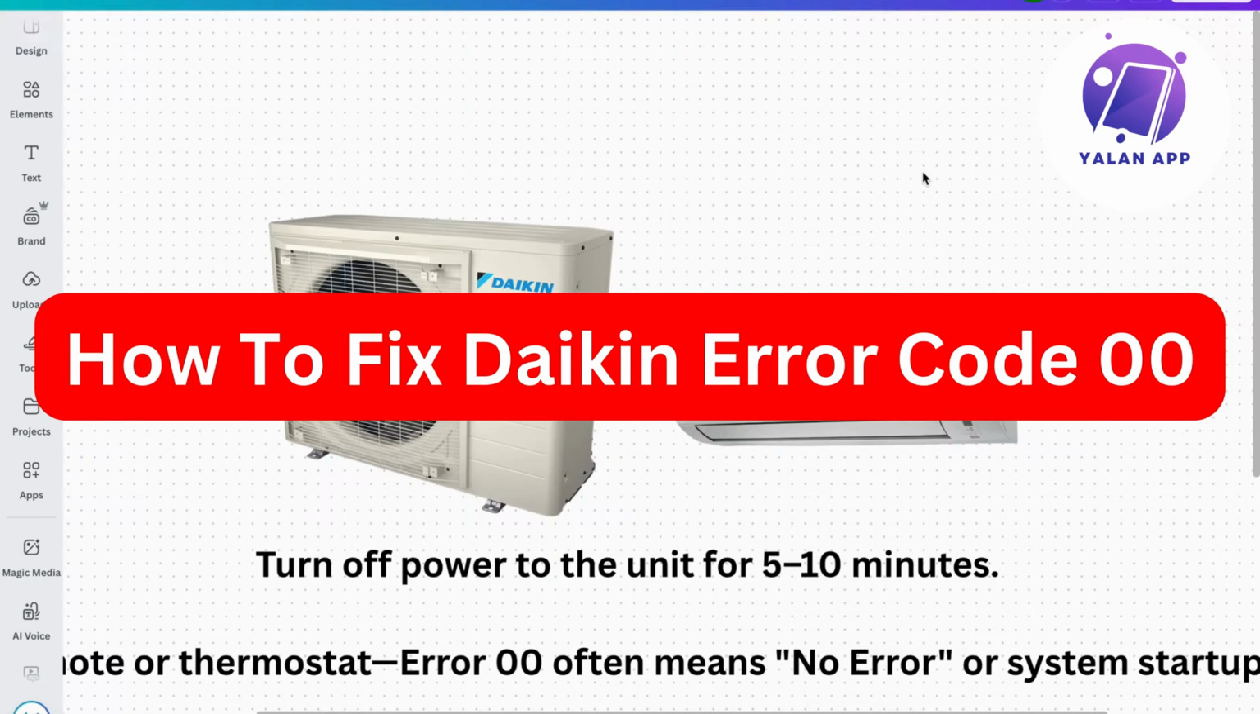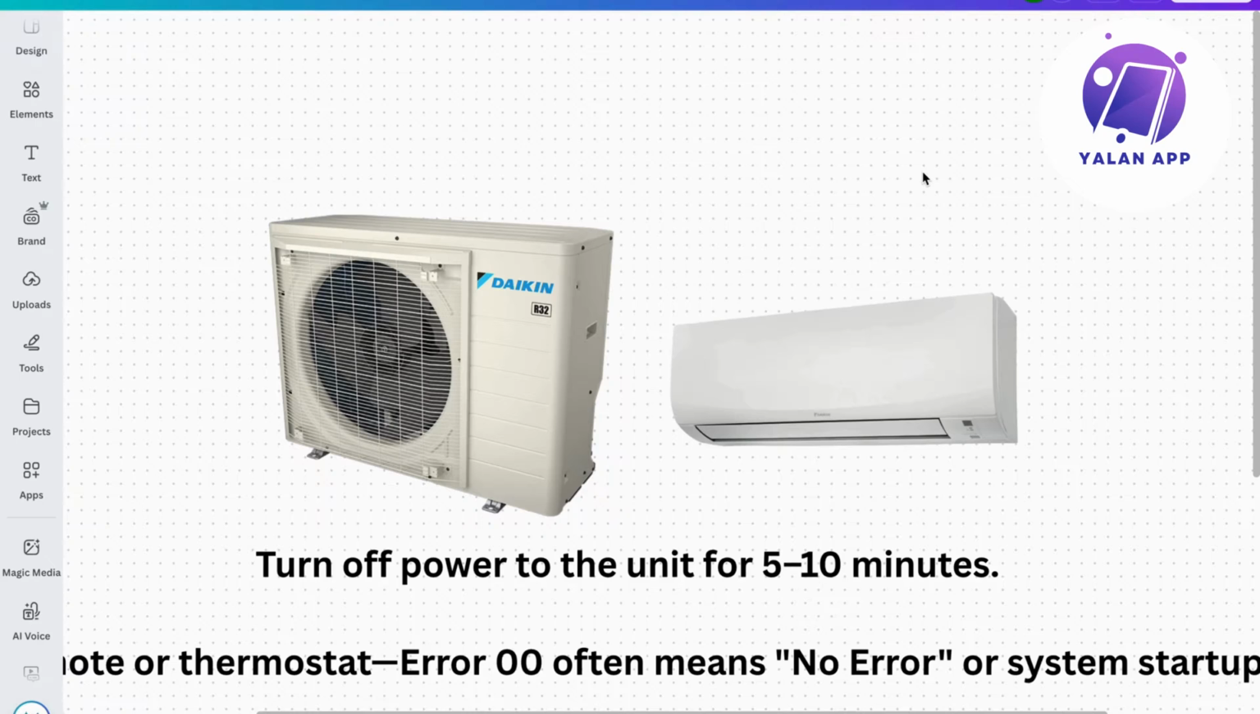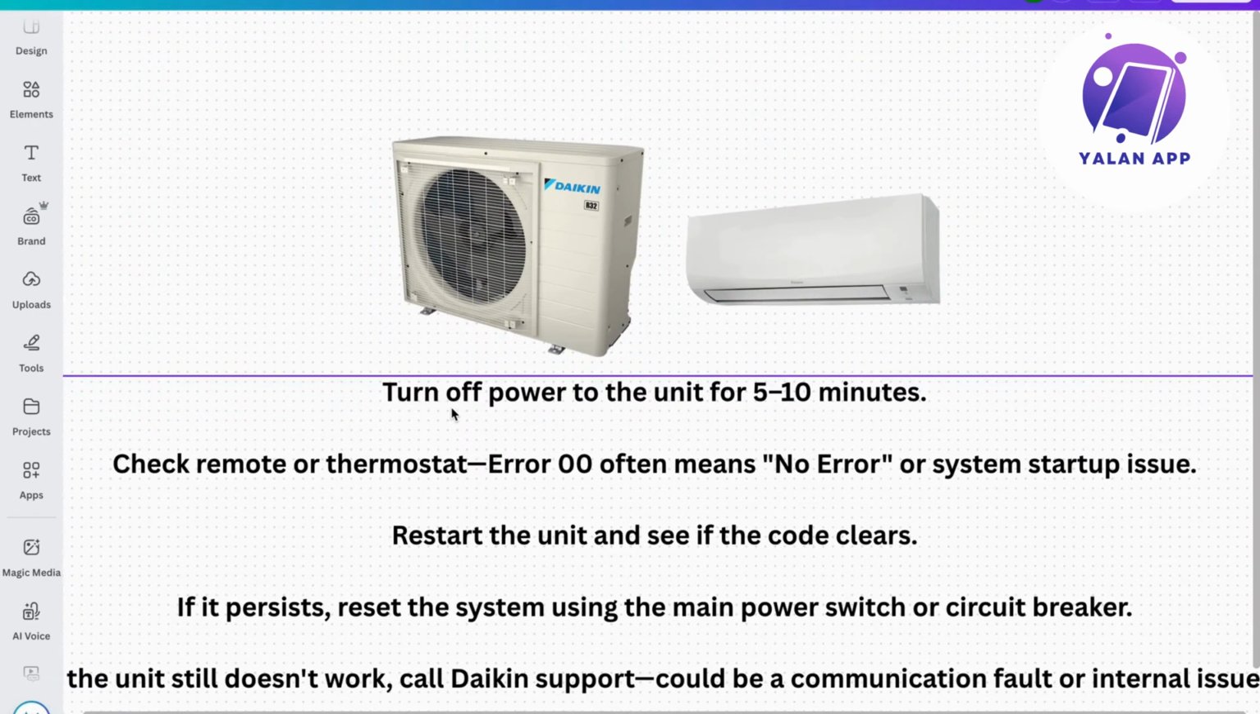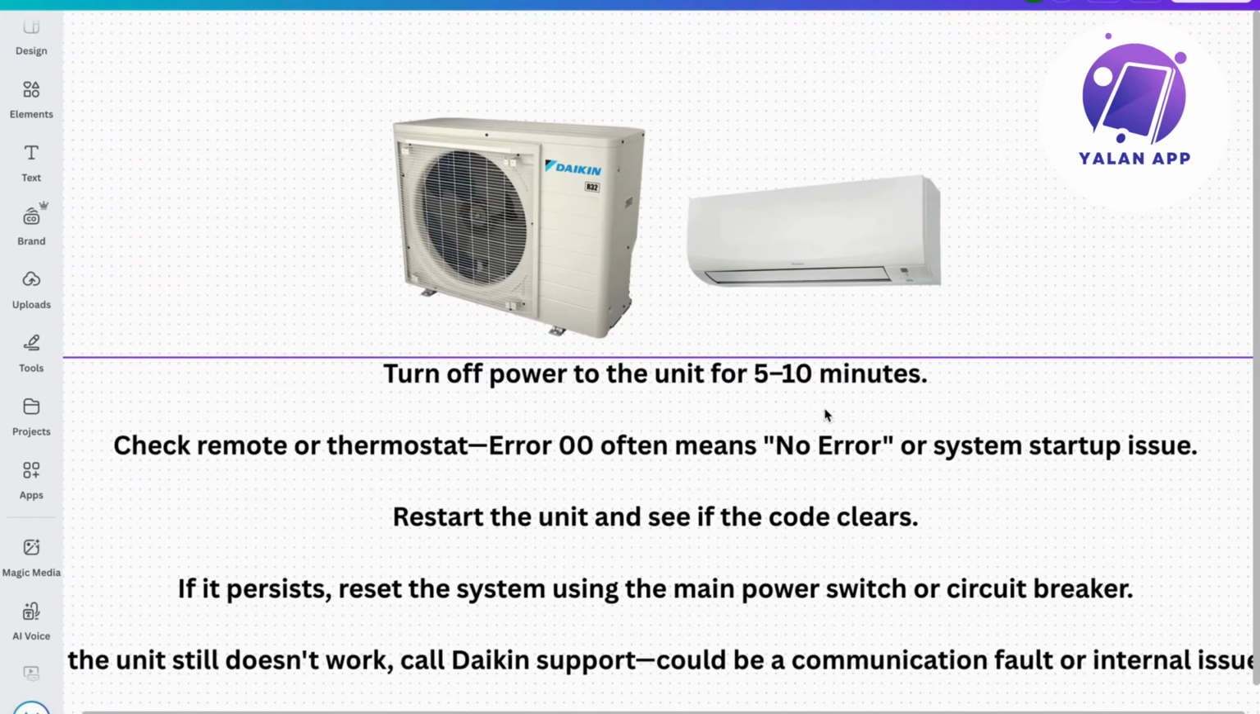In this video, I'm going to show you a step-by-step guide on exactly how to fix the Daikin error code 00. So as you can see, to be able to actually try to fix it, we need to firstly turn off power to the unit for about 5 to 10 minutes, just so you know. So make sure that you find the power switch, then turn it off, and then wait. I would say the best is probably 10 minutes, to be honest.